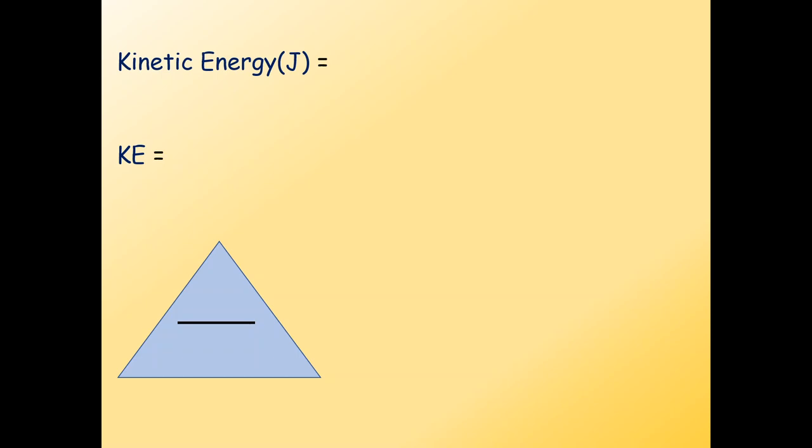Okay, so to work out kinetic energy in joules, we need to do the calculation half times mass in kilograms times speed squared in meters per second. Okay, it's really important that we remember to square the speed.